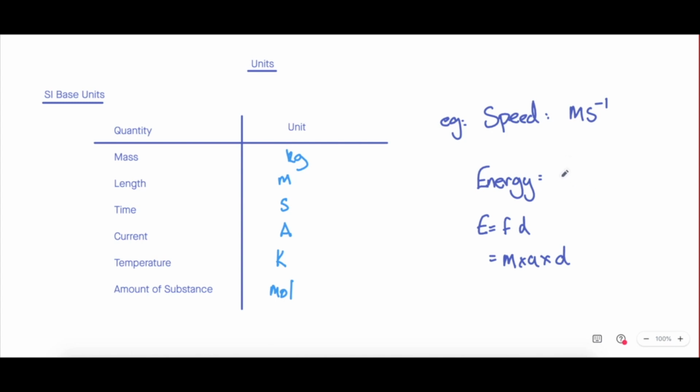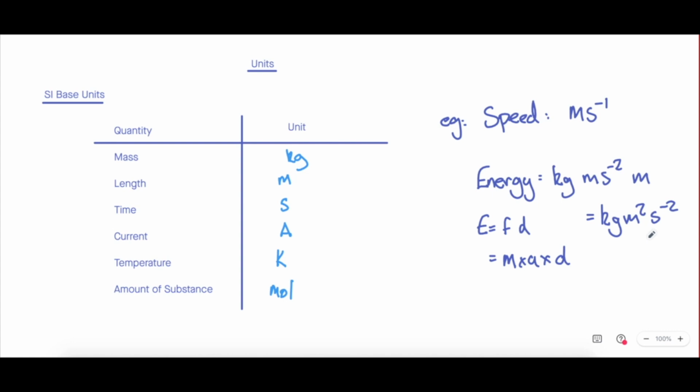Mass is measured in kilograms. Acceleration is measured in meters per second squared. And distance is measured in meters. So from this, if we simplify all of this, we combine the 2 meters, we get the SI base unit for energy, which is kilograms meters squared seconds to the minus 2. That's just another example of something that's a combination of these SI base units.